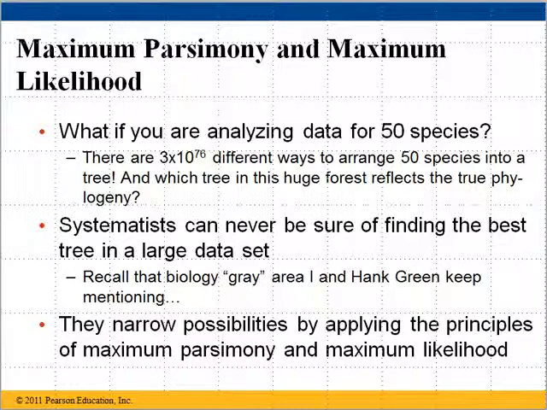They narrow the possibilities by applying the principles of maximum parsimony and maximum likelihood. So these two terms we're going to take a look at, maximum parsimony and maximum likelihood, because these are terms that scientists use not only in this portion of biology, but in many other ways in the realms of science. They kind of follow these two rules.